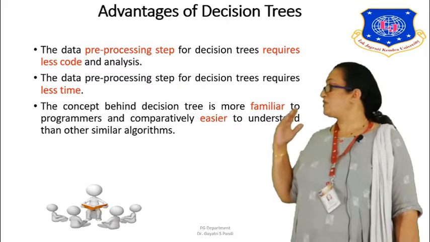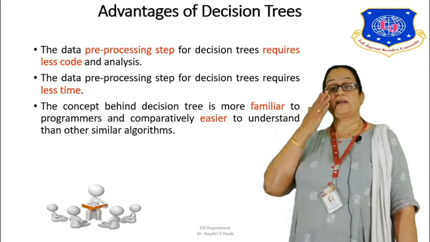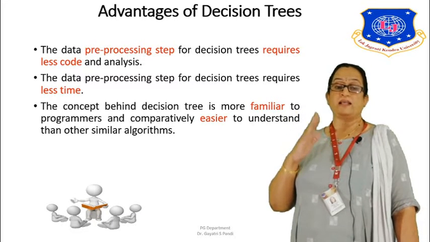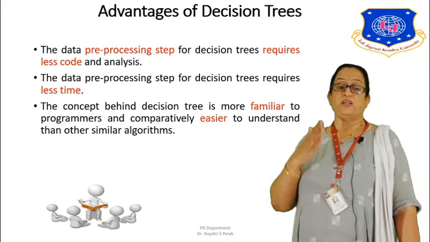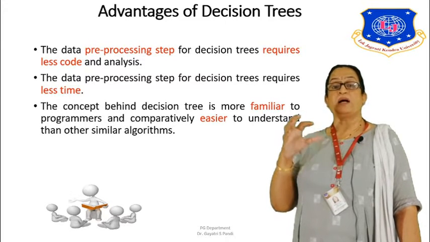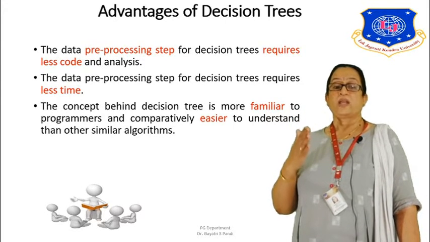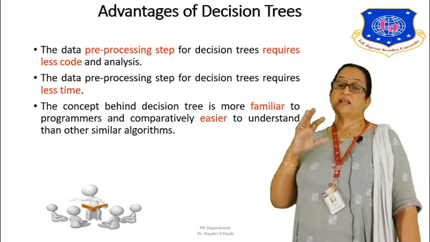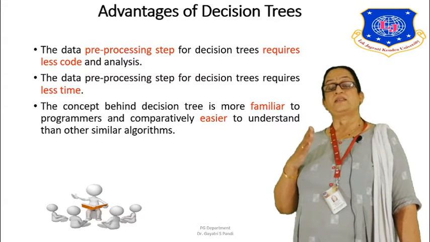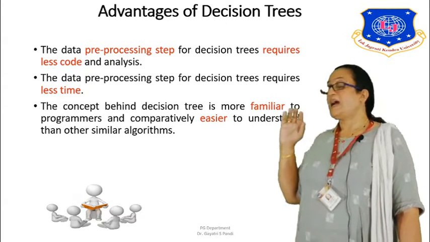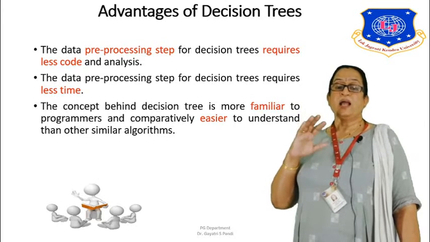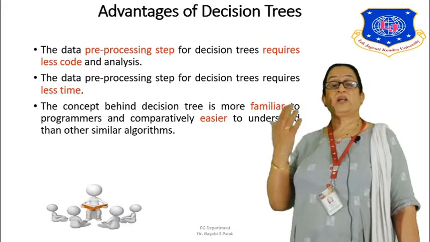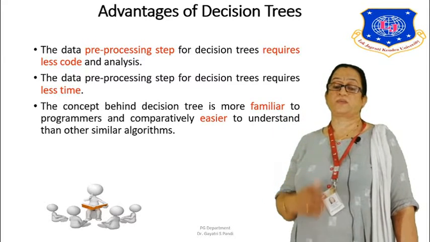Now the data pre-processing step for a decision tree requires less code and analysis. The code to draw a tree is very short. So the pre-processing steps are reduced here, and the analysis part also consumes less time. The concept behind a decision tree is more familiar to programmers as they can understand trees very easily, and it is comparatively easier to understand than other similar algorithms.